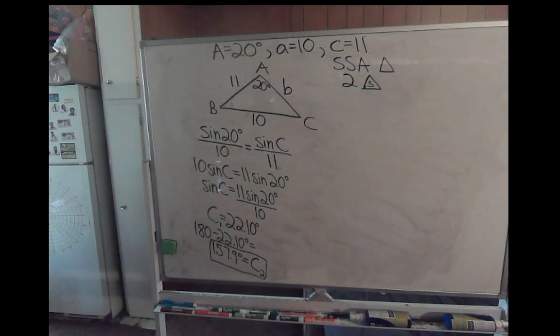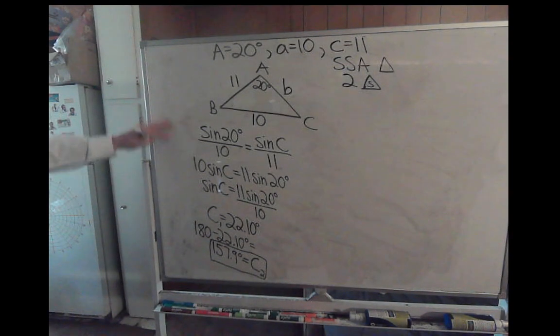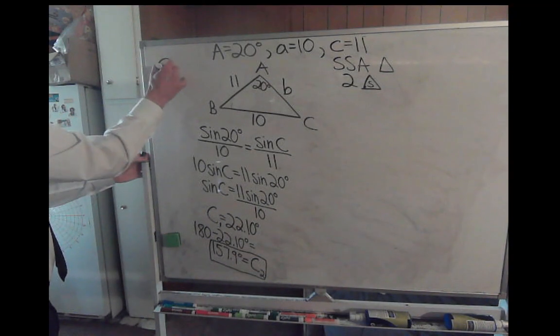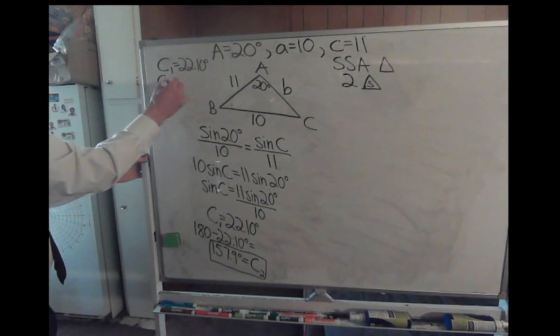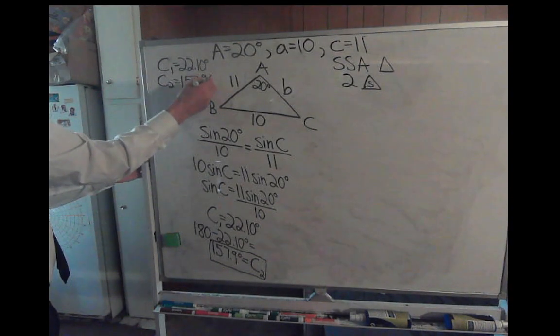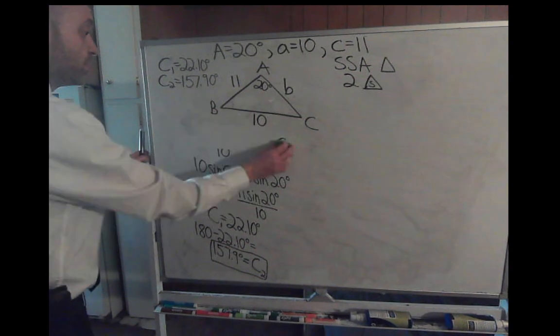So let's go ahead here. This is where it's going to get fun. I'm going to erase some of this, so if you need anything from the video, go ahead and rewind and see how I work this out. But I'm going to write that C1 up here is equal to 22.10 degrees, and then C2 would equal 157.90 degrees. All right, let's erase what we've done so far here.